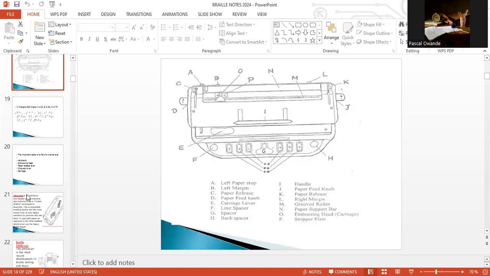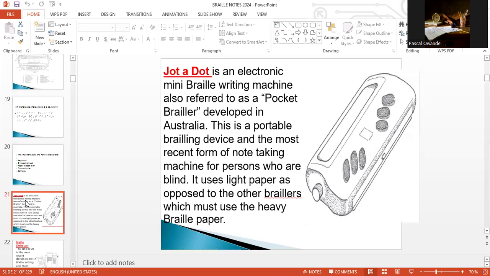Now, we talked about other Braille writing equipment. We have Jotadot, which is an electronic mini Braille writing machine, also referred to as a pocket Braille. It was developed in Australia. This is a portable Brailling device and the most recent form of note-taking machine for persons who are blind. It uses light paper as opposed to the other Braillers, which must use the heavy Braille paper.